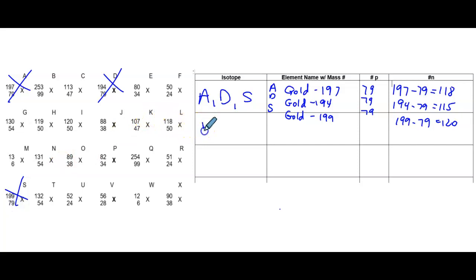So now we're on to B. So we're looking for something that's an isotope of B, so it has to have 99 for its atomic number. As I search through my list, I get to Q, and then you'll finish the grid. You may have more rows than you need on your worksheet.